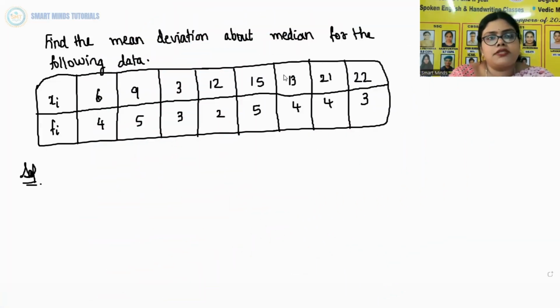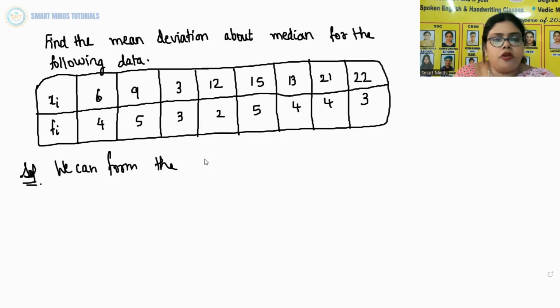So now in today's class, let's get started with mean deviation about median. This is the first question, which is given in discrete series. Discrete series means when only numbers are given. So we have to form a table here. We can form the following table for the given data.